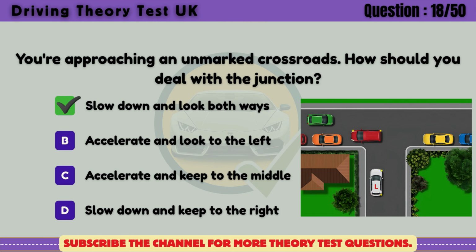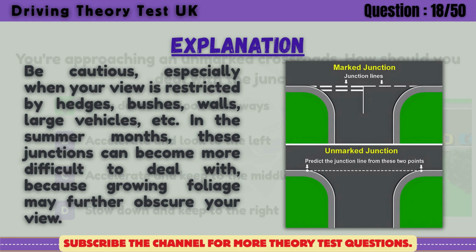Answer is A. Slow down and look both ways. Be cautious, especially when your view is restricted by hedges, bushes, walls, large vehicles, etc. In the summer months, these junctions can become more difficult to deal with, because growing foliage may further obscure your view.